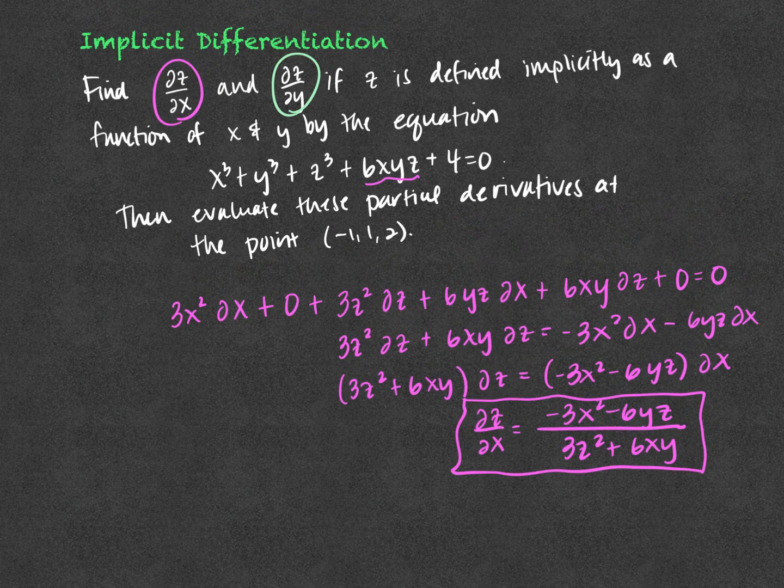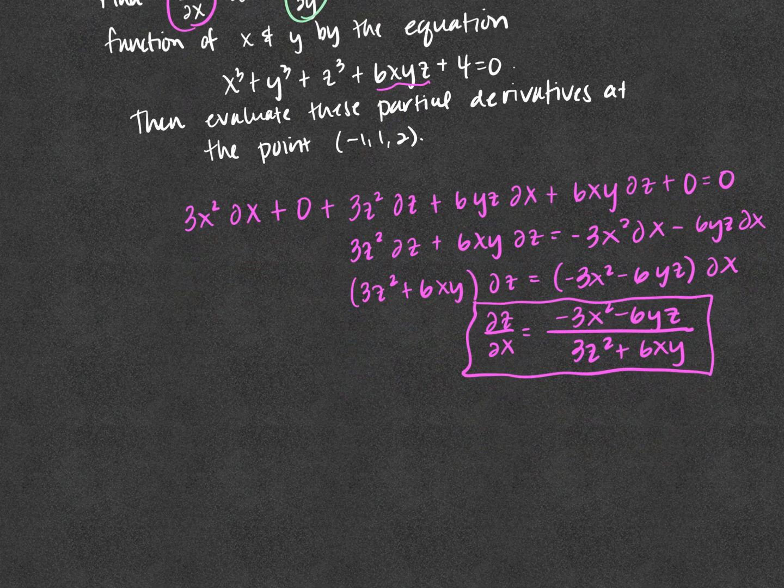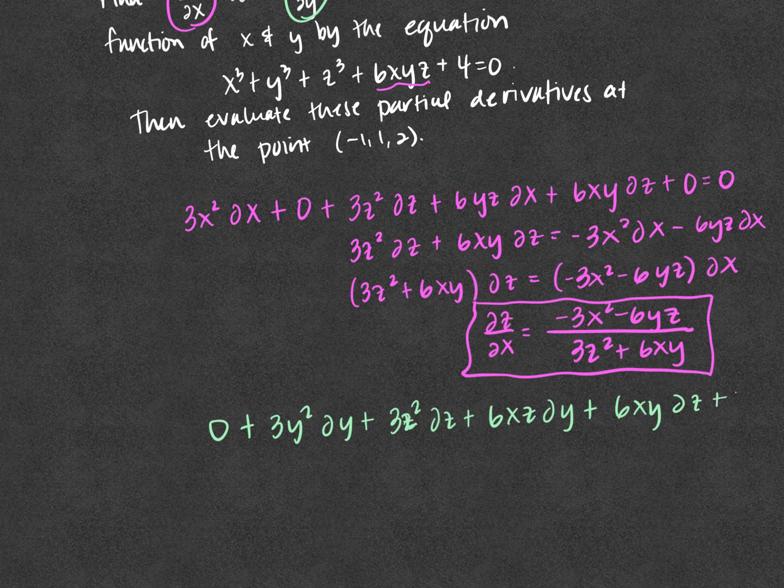And now we're going to do it with y, the derivative of z with respect to y. So the derivative of x to the third is 0 because it's a constant. So we have 3y squared partial with respect to y plus 3z squared partial with respect to z, plus product rule again. We're going to take the derivative of y to be 1. So we have 6xz partial with respect to y, plus the derivative of z is 1, 6xy partial with respect to z, plus 0 equals 0.